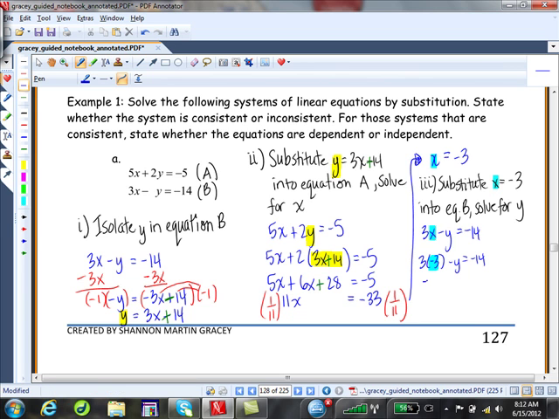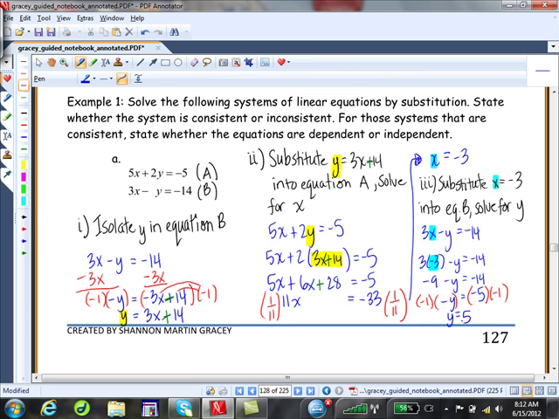So we get -9 minus y equals -14. If I add 9 to both sides, I'll get -y is -5. And then I just need to multiply or divide by -1, and I'll get an end result of y equals +5.